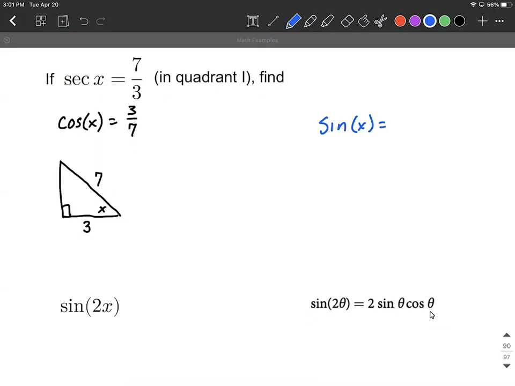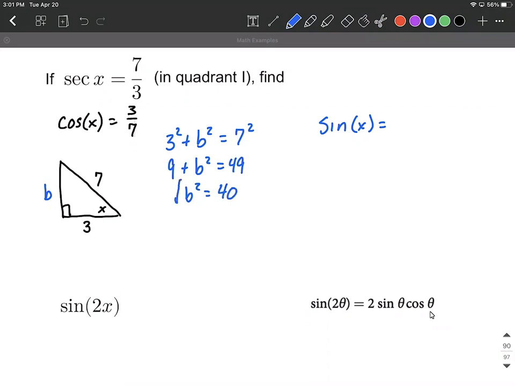Well, we don't know the opposite right now, so I'm going to go ahead and just call it b. It could be either a or b in our Pythagorean theorem. So we can say 3 squared plus b squared equals 7 squared. Reducing down here, we get 9 plus b squared equals 49. So b squared, by subtracting the 9 from both sides, is going to be 40.